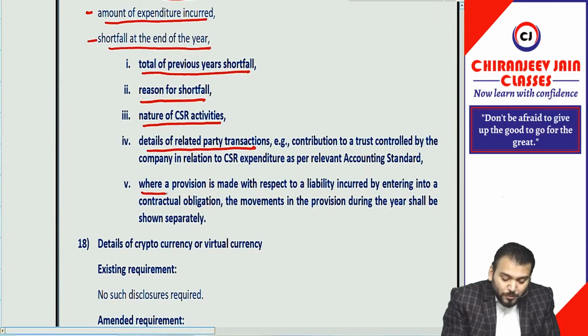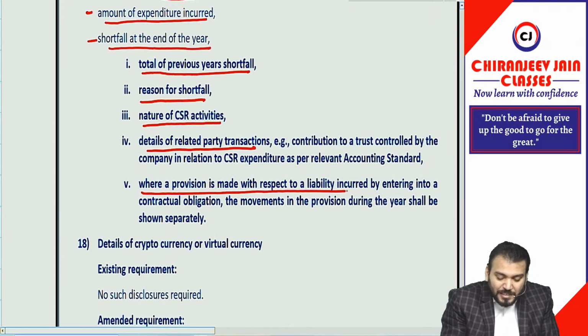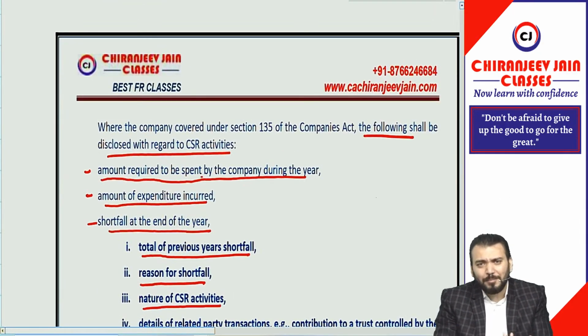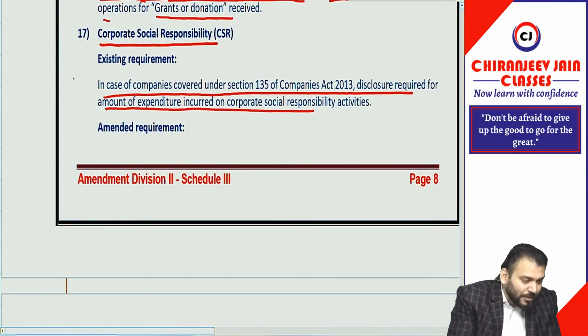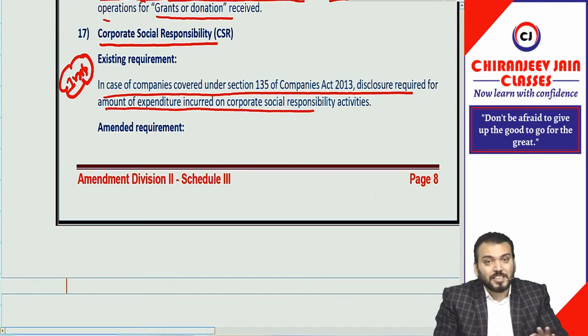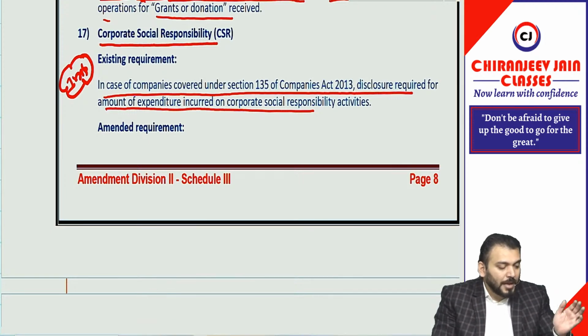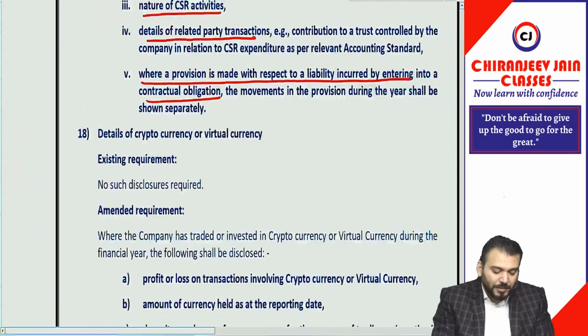Correct. Now, where a provision is made with respect to a liability incurred by entering into a contractual obligation, that needs to be also disclosed. Correct. This might be important from the examination point of view because we have one separate chapter, that is CSR. So you can add on. Got it? Have you understood this point? Yes, sir. We have understood.